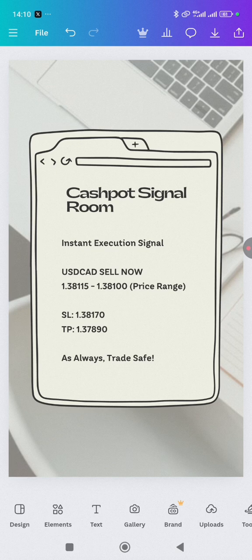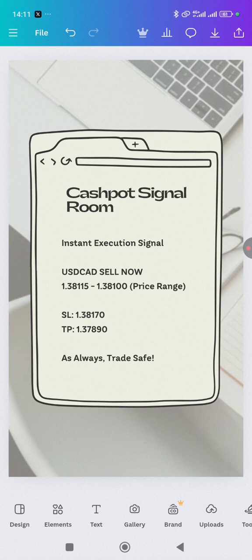So basically this is, for instance, the instant execution order. This is how you're going to be seeing it in our setup. So you see, for instance, instant execution order, USD CAD, sell now. That means you are selling at the market price. So you are not setting the price by yourself. It is the price that the market is currently at.